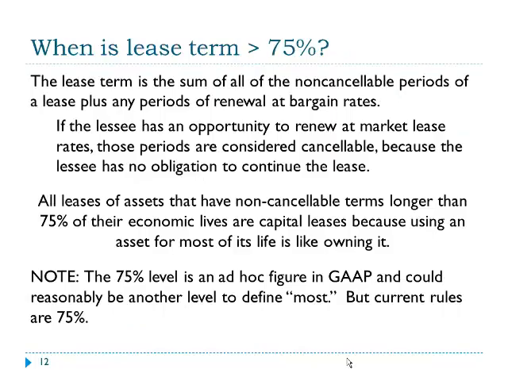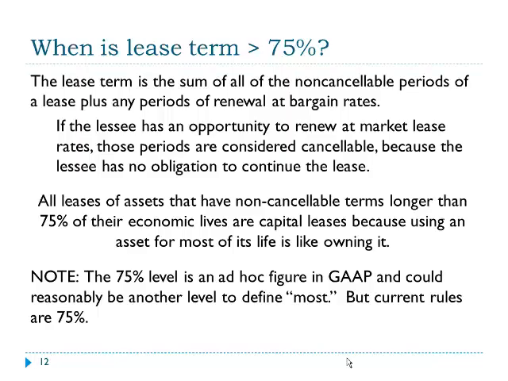Now let's think about evaluating a lease term to see if it's more than 75% of the useful life of an asset. The lease term is the sum of all of the non-cancelable periods of a lease plus any periods of renewal at bargain rates. If the lessee has an opportunity to renew at market lease rates, those periods are considered cancelable because the lessee has no obligation to continue the lease. The lessee could just as easily rent another asset and be no better off and no worse off.